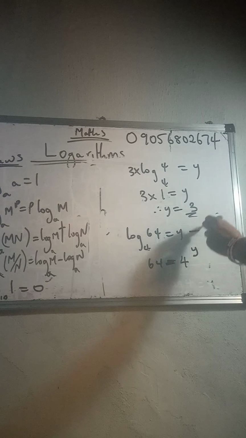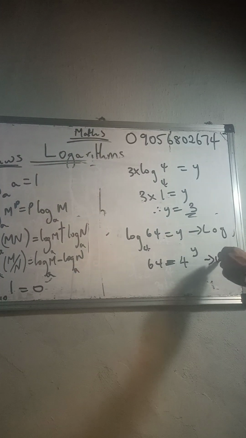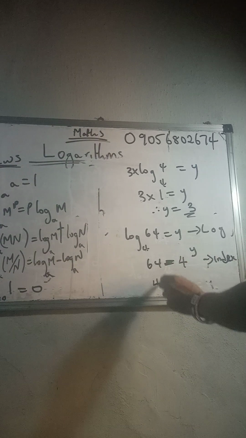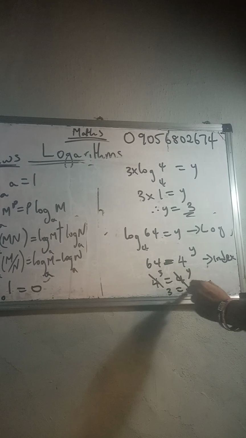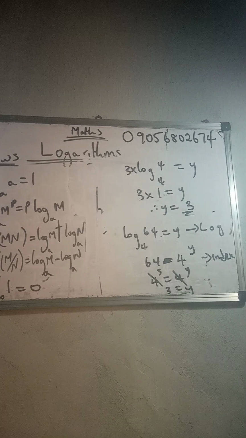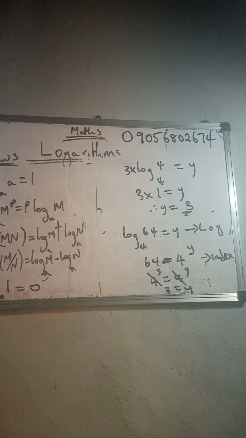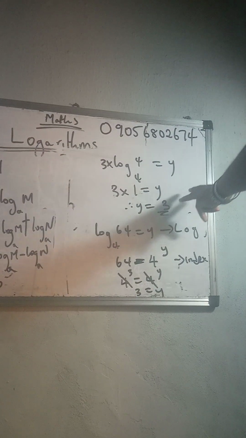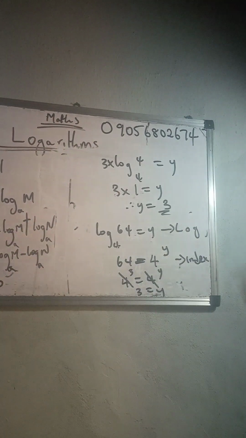So this is the logarithmic equation, while this one is indexal. 64 is 4 raised to power 3, and the other side is 4 raised to power y. This 4 will cancel this 4, so 3 equals y. So y equals 3. Any method you prefer, you can use it to answer the question, and you always get the same answer. Don't forget, I used the second and first rules to solve it initially, then converted it to an indexal equation to solve it the second way.